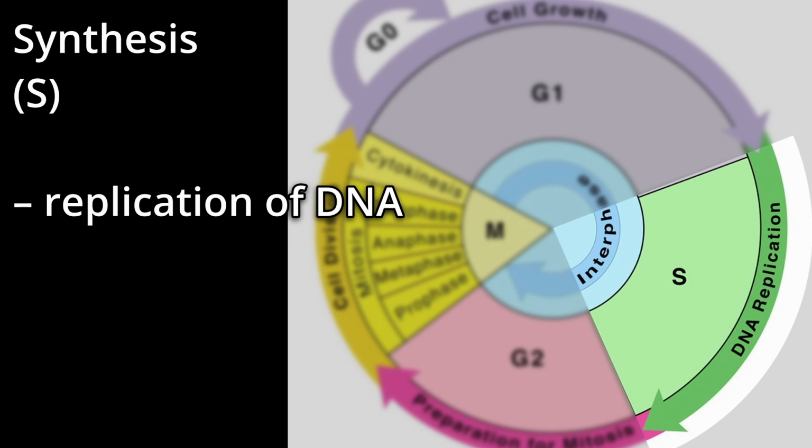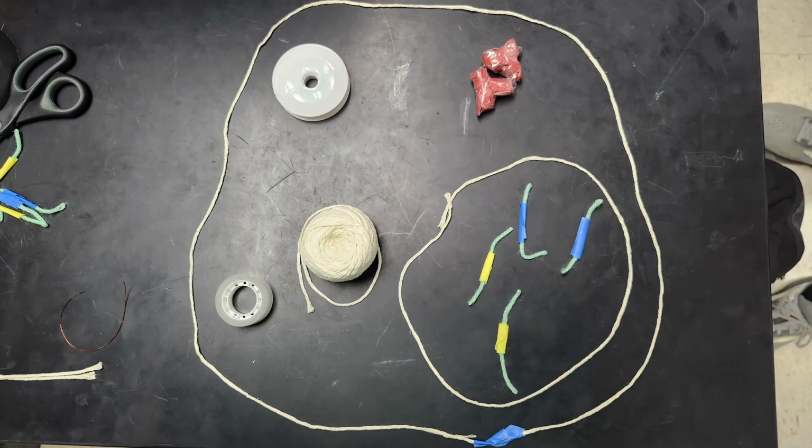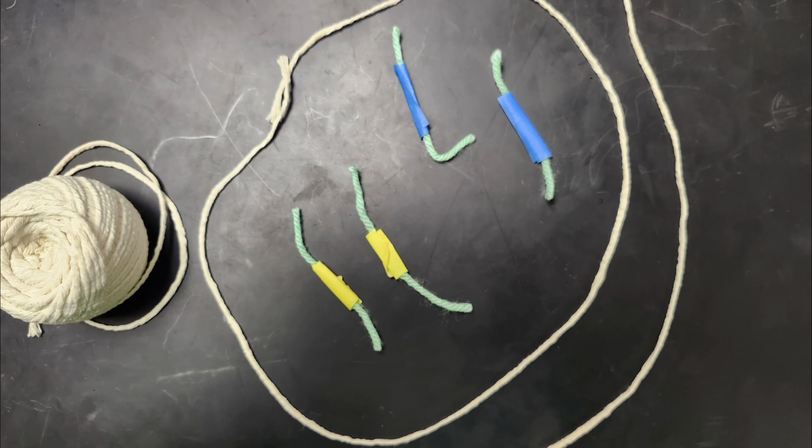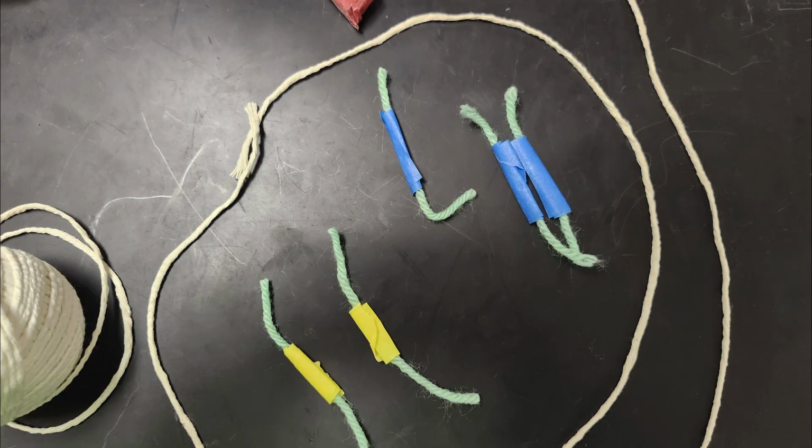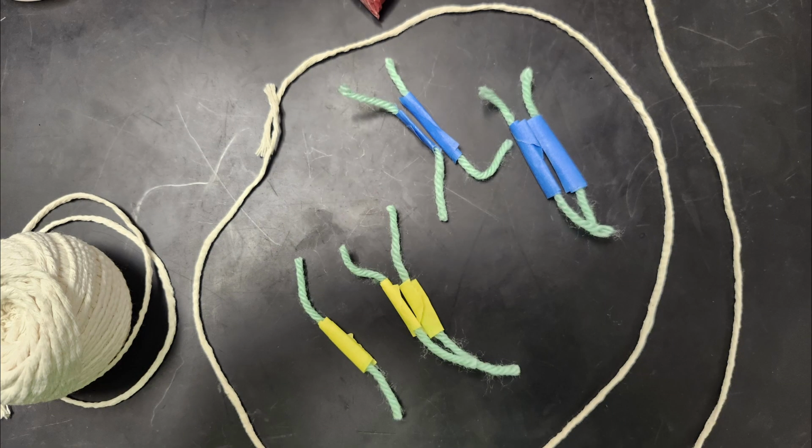The synthesis phase. During the synthesis phase, a cell continues to grow, but it also duplicates its DNA. The chromatids are duplicated into sister chromatids, which are connected at a centromere to form chromosomes.